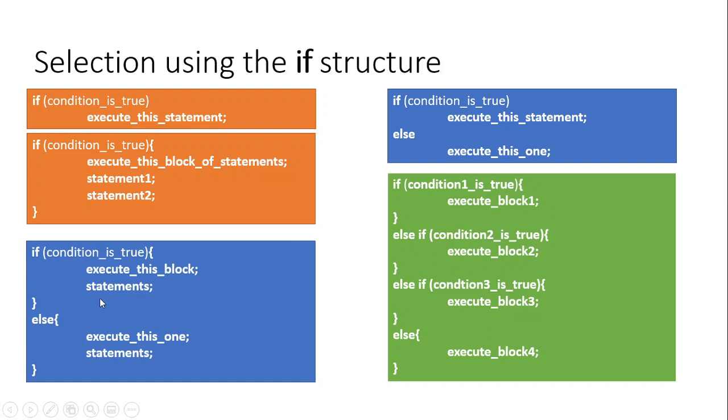This is a more useful structure. If this condition is true, execute this block. If the condition is false, then execute this block. Else, if, else. Okay? So this is more useful. For example, a very simple problem is that you ask the user to enter some value and then you want to tell whether that value is odd or even. Okay?